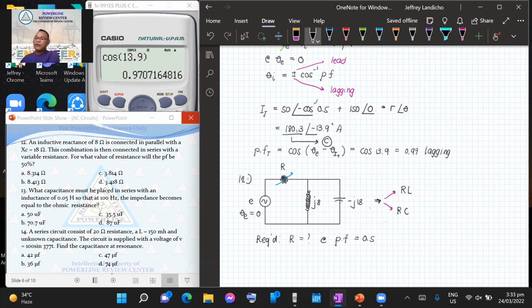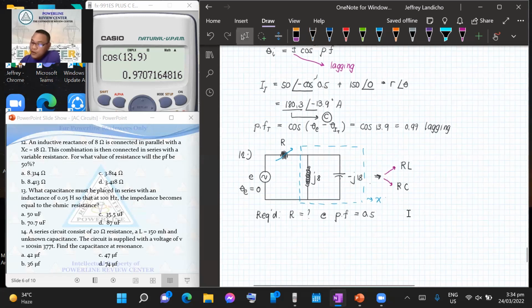So paano gagawin? Since nakaparallel, pwede naman natin i-combine ulit ito. Pwede natin i-parallel to, di ba? Kapag pinarallel natin yan, since reactance yan, ito ngayon yung ating magiging net reactance. Nakadepende sa magiging sign ng ating net reactance kung ano magiging behavior nitong circuit na to. Kapag lumabas na net reactance is positive, ang behavior RL siya. Kapag lumabas na negative, so parang meron tayong RC. Therefore, kunin lang natin yung ating net reactance.